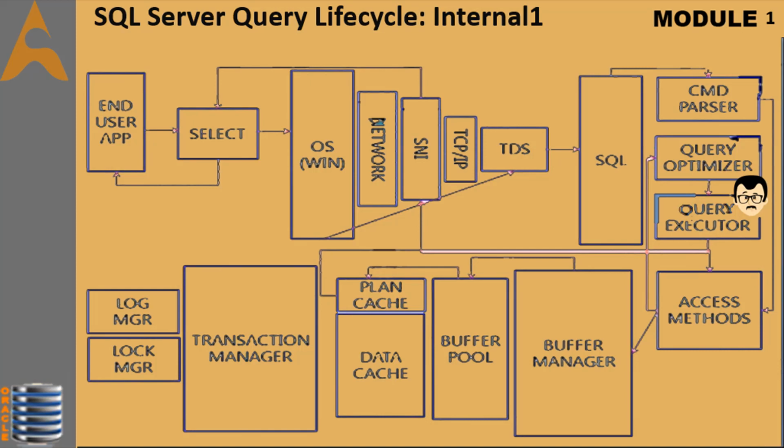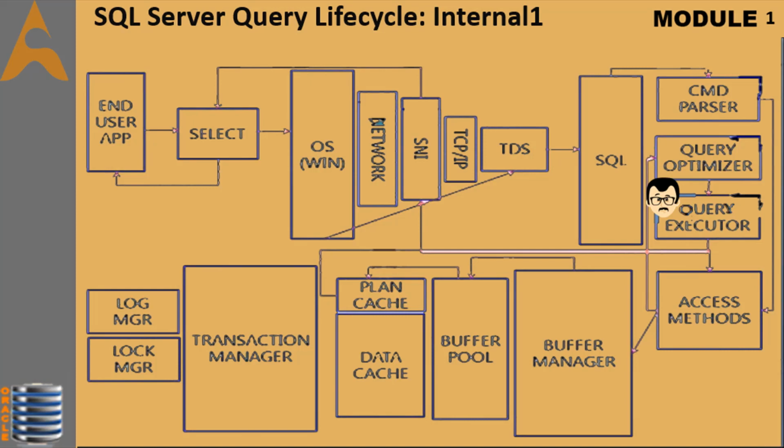After this, the query executor will go again to the access method, so that the required data pages can be read from memory, because they are in the data cache. They are retrieved from disk into memory, or if they are already in memory, they are just used. And then the information is sent back to the user, using the same path as before.